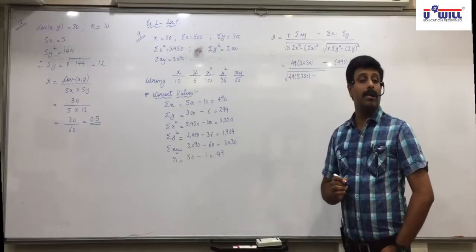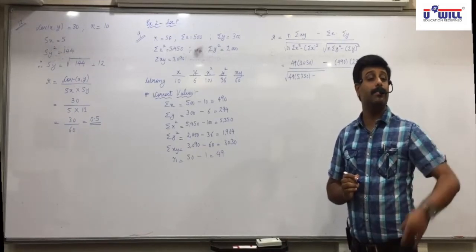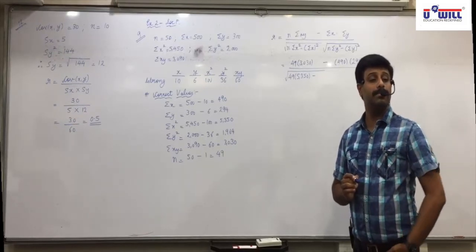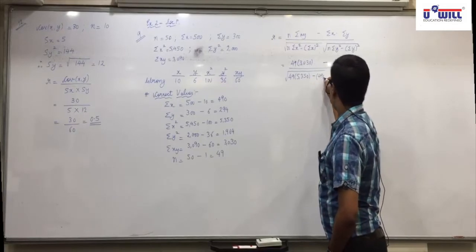490 square. Yes, Neil, what is the problem? Why are you talking in between again? Minus sigma x, 490 whole square.